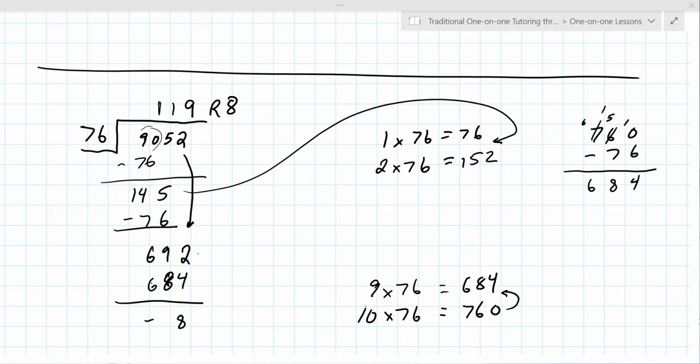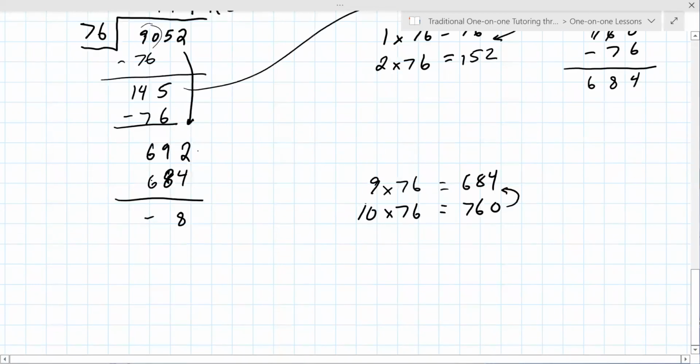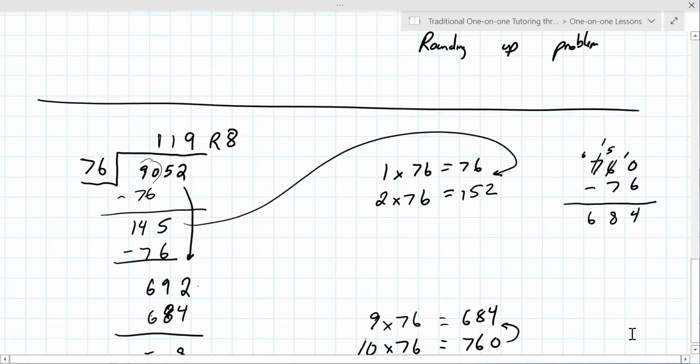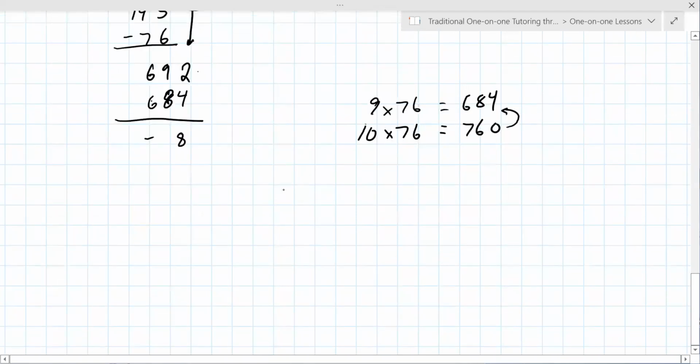Okay. So in terms of what you would do to check this, you would take the 119 and multiply it by 76, which I would like you to do. And then we're going to add the remainder.